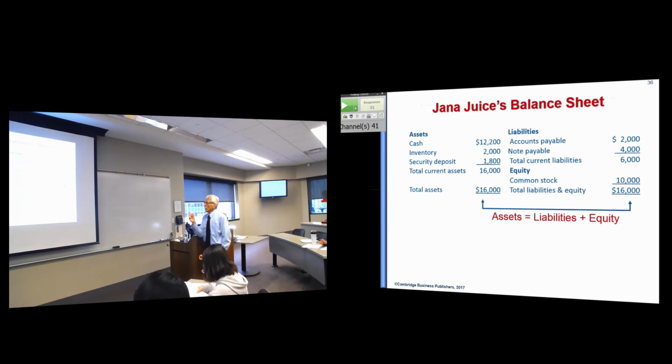So the assets, we have cash of 12.2, inventory of 2,000, security deposit of 1,008, and notice that those are in the order of liquidity because cash is much easier to sell. How are you going to sell the security deposit, or like the prepaid rent? You can't unless you ask the owner of the building if you can transfer that to somebody else. It's not as easy as selling the inventory. On the liability side, order of maturity, current first, accounts payable, and then the notes payable or the non-current.